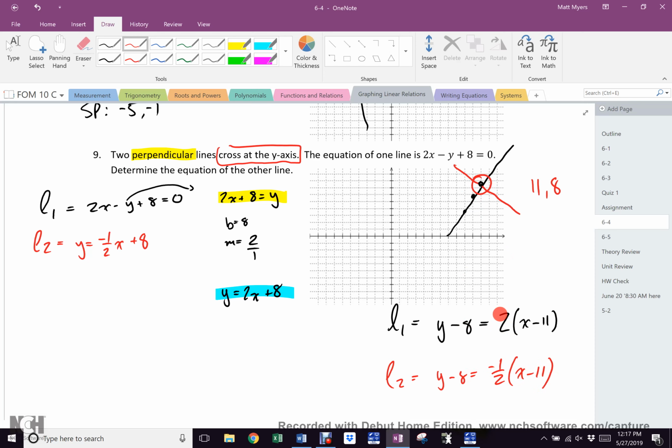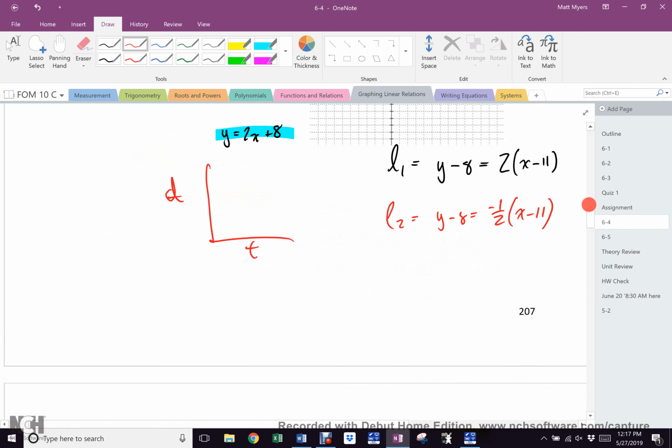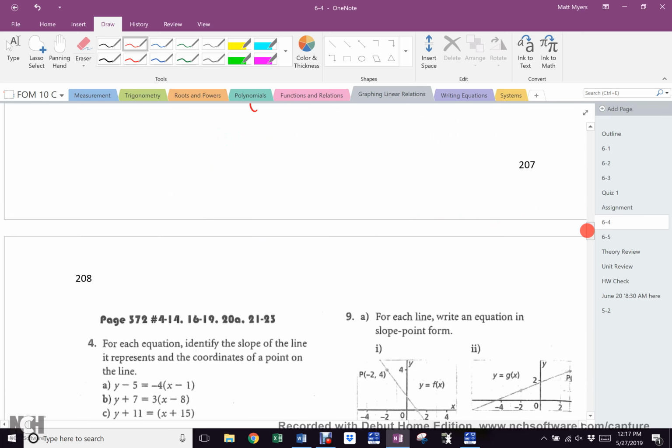Now let's think about this. Does point-slope form work on every graph? What if I had distance and time? Distance and time. Could I still use point-slope? But it wouldn't be x and y. What would it be? T and D, right? Everybody cool? Okay. And you see how it's more useful because you can use it with any point on the graph, including the y-intercept. Whereas the y equals mx plus b only works with the y-intercept. Everybody good? Great.